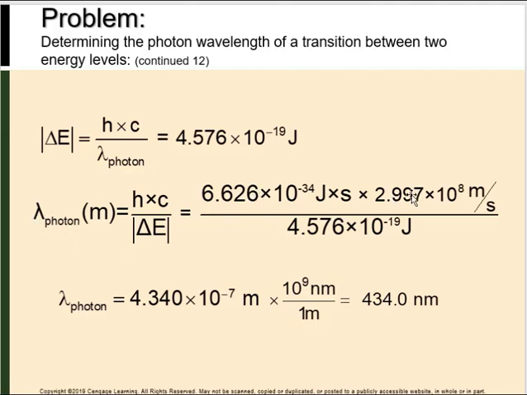So the wavelength of the photon, that's going to cancel out my joules and joules, seconds and seconds, and I'm left with meters. We do that and we get 4.340 times 10 to the negative 7th meters. And to convert that into nanometers, again, there's 10 to the 9th nanometers in 1 meter. So we should get a wavelength of 434 nanometers.